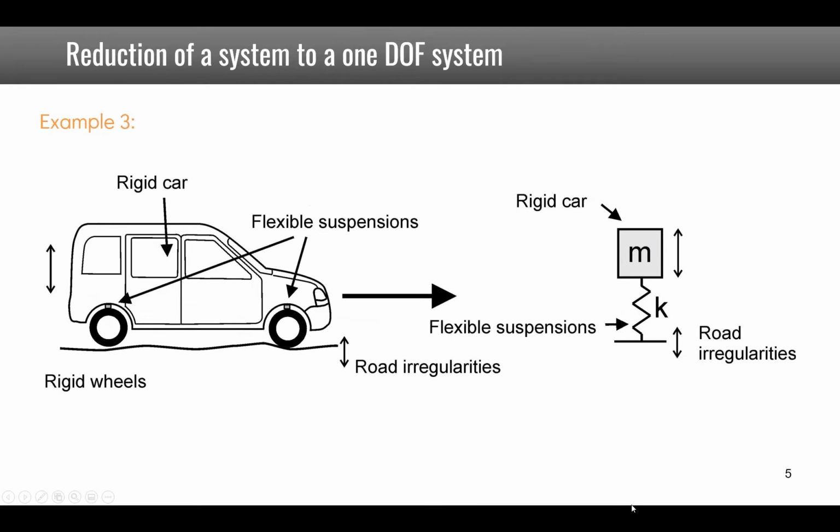A third example is a car. If you consider that this car only has a vertical motion, you can represent the body of the car by a mass, or a rigid body represented by a mass, and the suspensions here are represented by the stiffness K. The road irregularities are creating vibrations inside the car, and this is represented by the motion here of the foundation.